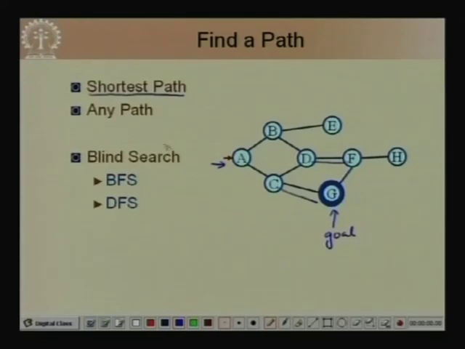Today, we will look at blind search or uninformed search, which means that the algorithm does not use any information about the domain. The most important blind search strategies are breadth first search and depth first search, in short BFS and DFS.